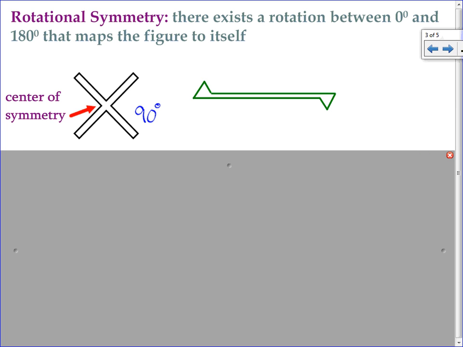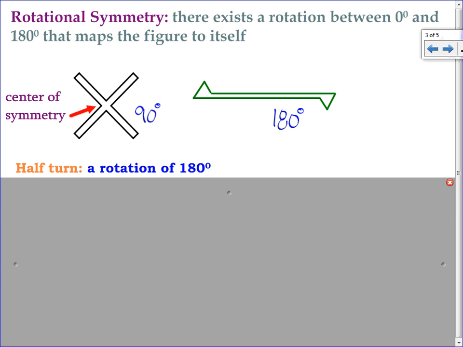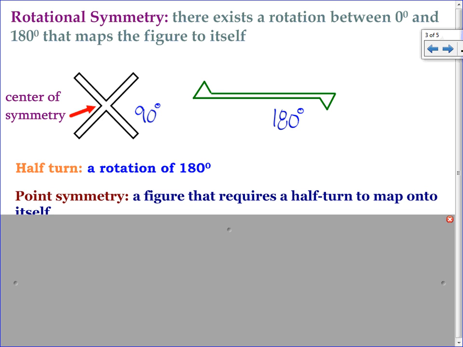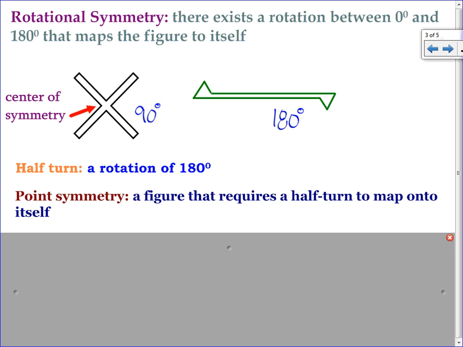What about that next one? That would have to be a half turn of 180 degrees. Okay, I just said this word right here. If they talk about a half turn, they're talking about 180. And point symmetry is specifically referring to half turns. So point symmetry is 180 degrees.